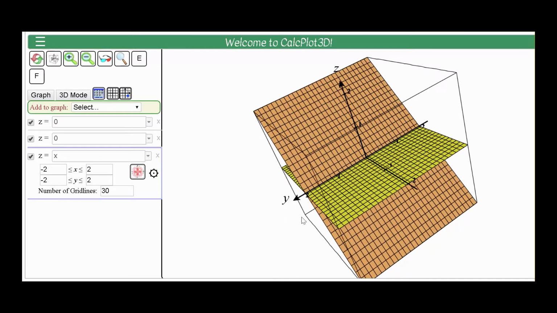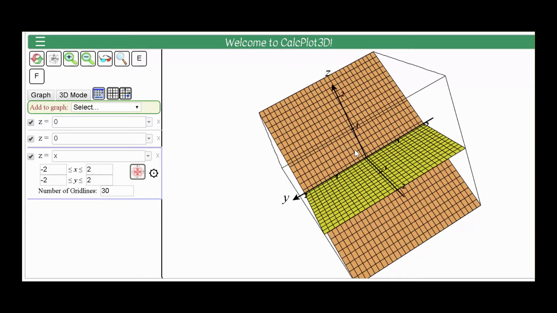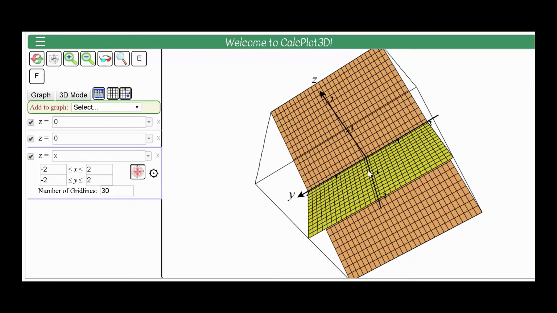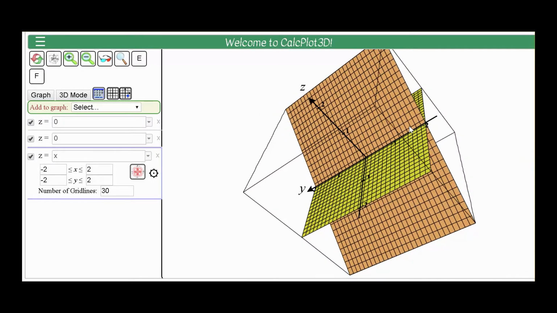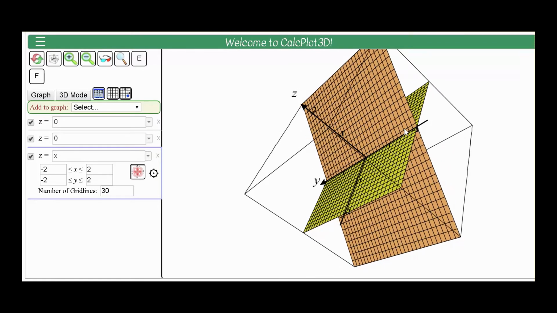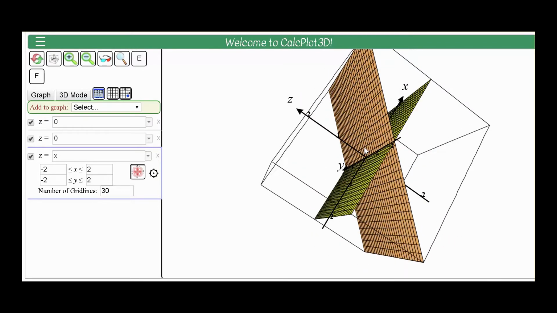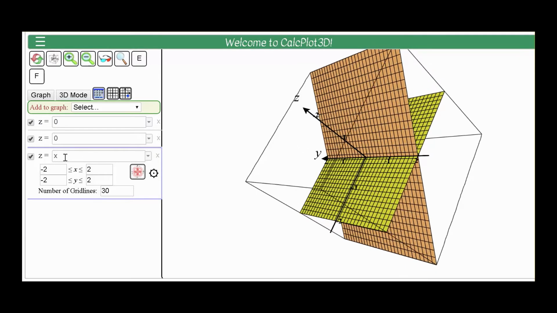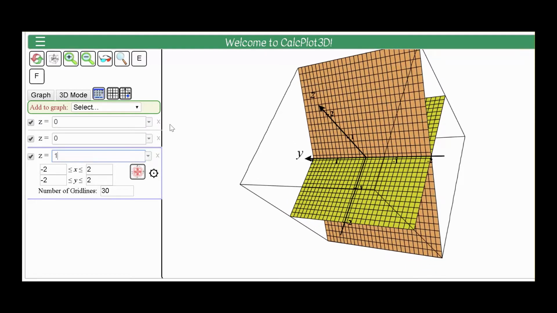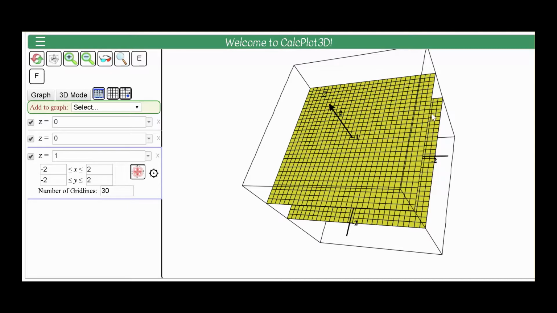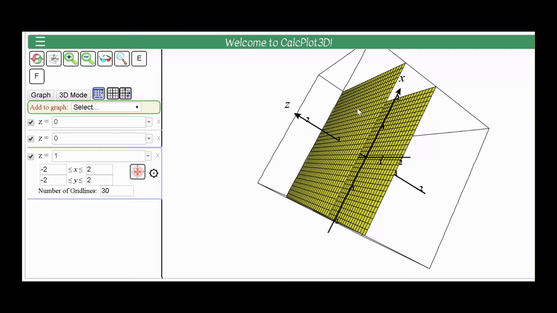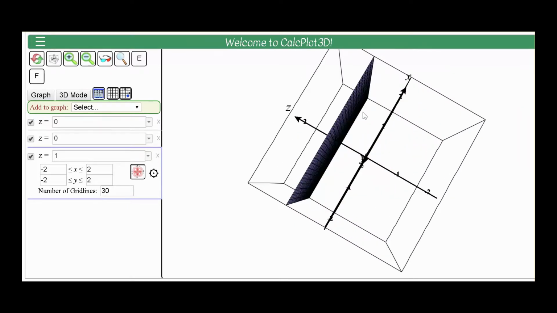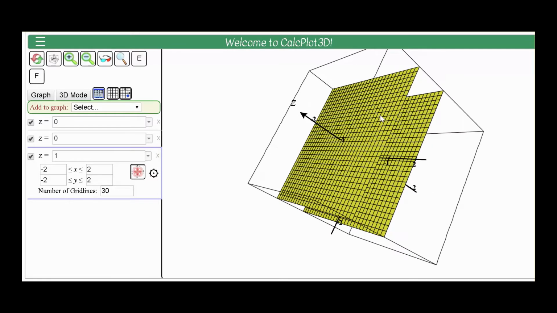But with all of these said, there's one last one that I really want to talk about that's really important for our overall understanding. And that's to say, what if two of them are the same? We'll say z equals 0 and z equals 0. And what if the other one is parallel to them? There's no solution there.